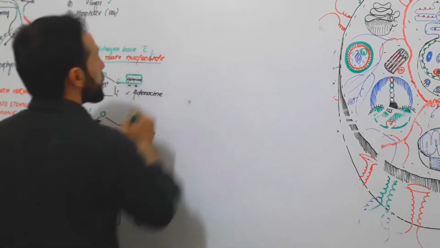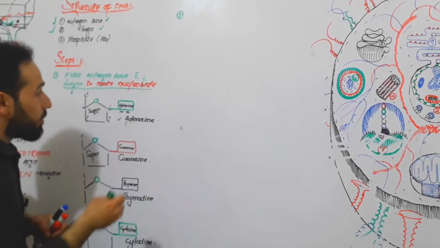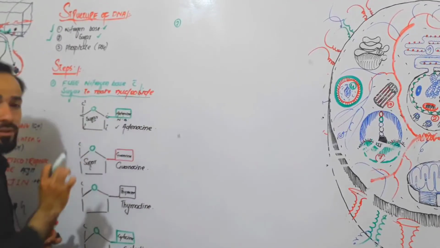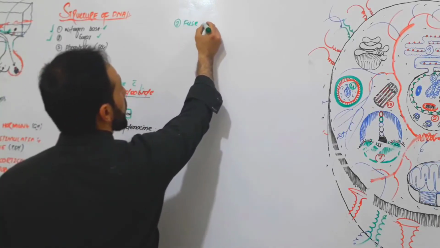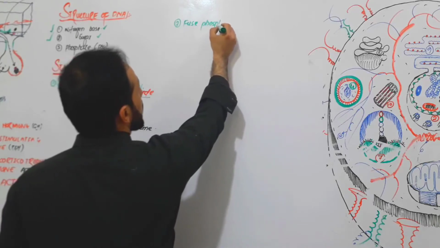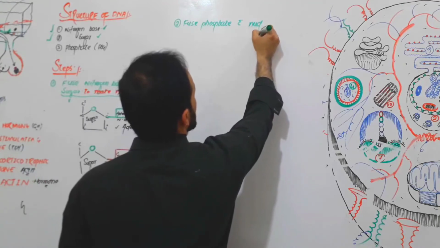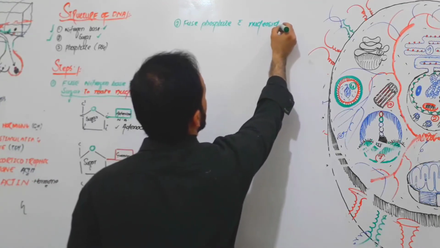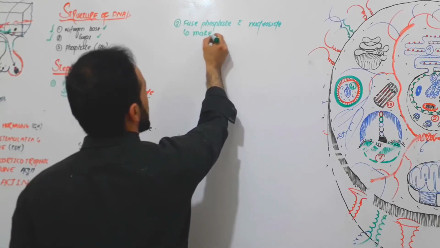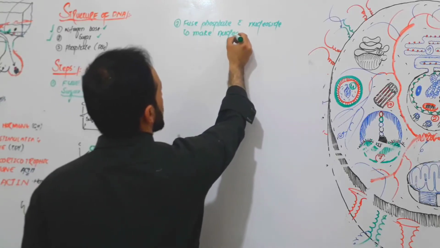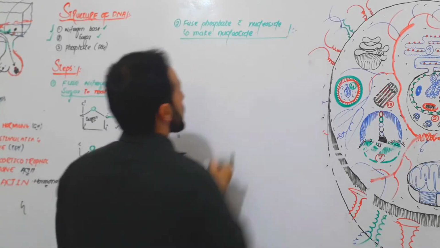Step 2, what do we do? So these 2 are done. Now what is the turn of phosphate? So fuse phosphate with nucleosides. This is our step number 2. Fuse phosphate with nucleoside, right? To make what? To make nucleotide, right? So this is our second step.